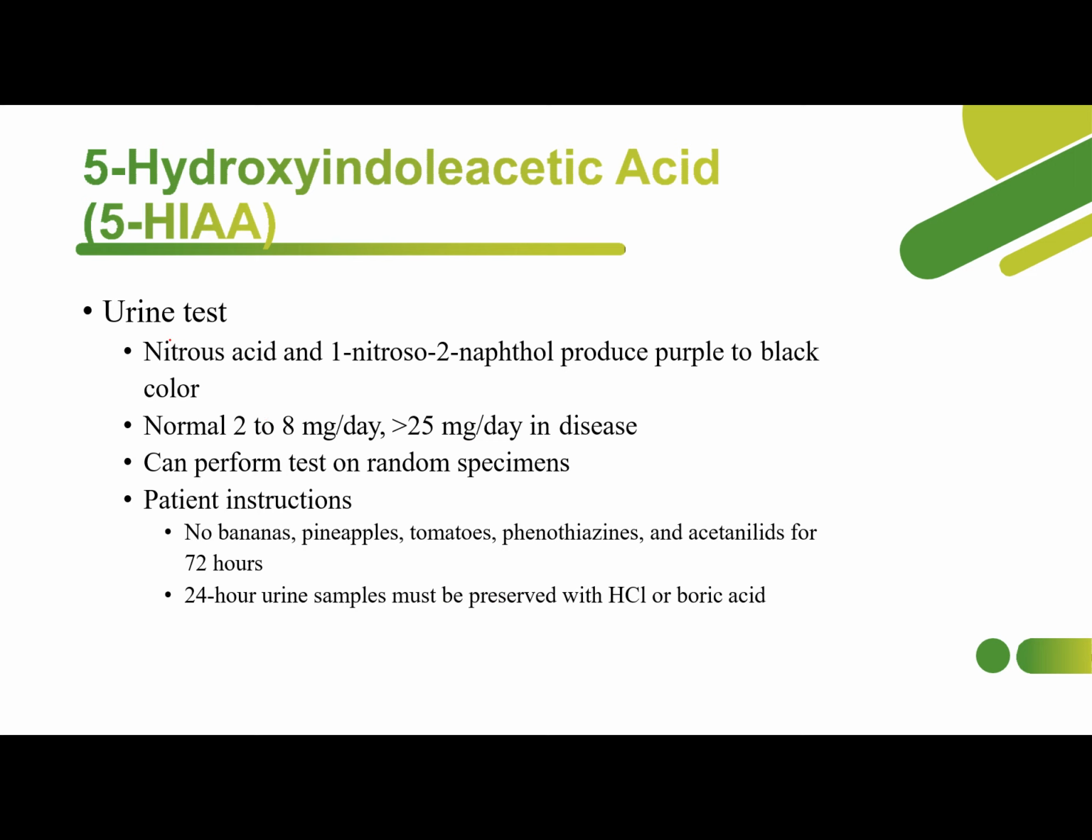So the urine test for 5-HIAA uses nitrous acid and 1-nitroso-2-naphthol, which would produce a purple to black color. Normal values are 2 to 8 milligrams per day, greater than 25 milligrams per day in disease. Can perform tests on a random specimen. So patient instruction: no bananas, pineapples, tomatoes, phenothiazines, and acetanilides for 72 hours. 24-hour urine samples must be preserved with hydrochloric acid or boric acid.